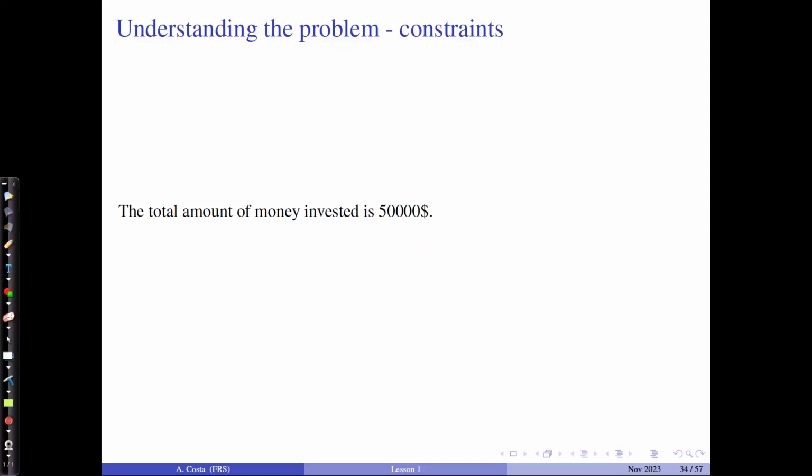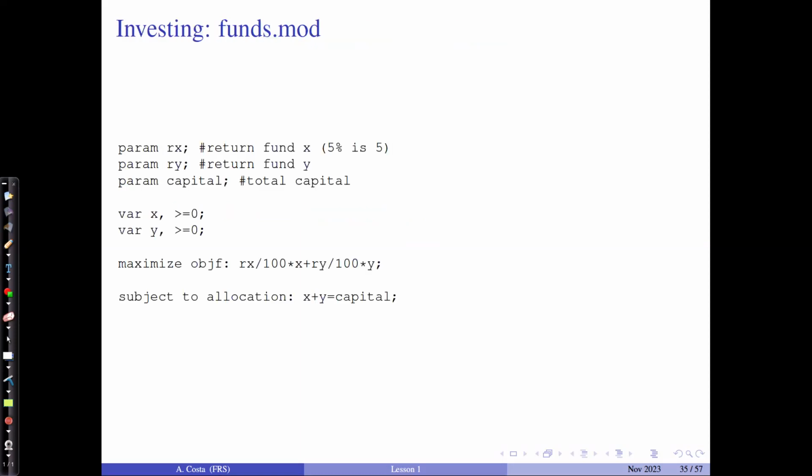How do we write the mod file, and maybe data file, if we want a RAM file to solve this? Well, this is the mod file. We need to define, remember, the parameters. I call RX the return of fund X, RY is the return of fund Y, and capital is the capital. See that I use the keyword param because they are parameters. They are numbers that we know before solving the problem, while variables are numbers that we know only after solving the problem. Variables are X and Y, basically the allocation to fund X and Y, and they are non-negative.